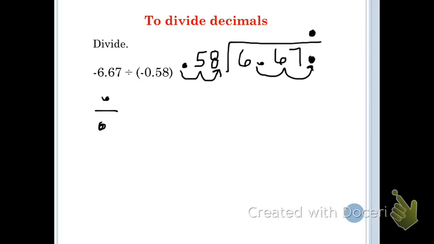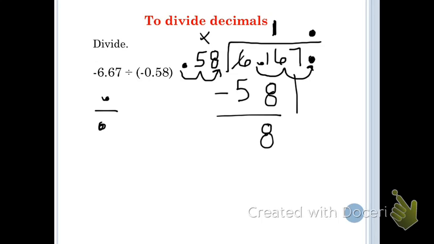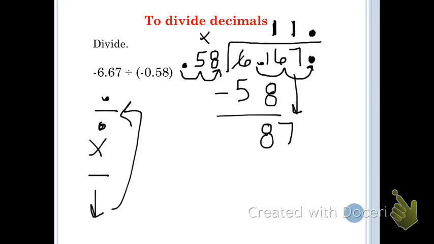58 won't go into 6, but it goes into 66 one time. 58 times 1 is 58. 66 minus 58 is 8. Bring down my 7. Divide, multiply, subtract. I brought down, so I'm going back up to divide. 58 goes into 87 one time. 1 times 58 is 58. 87 minus 58 is 29.